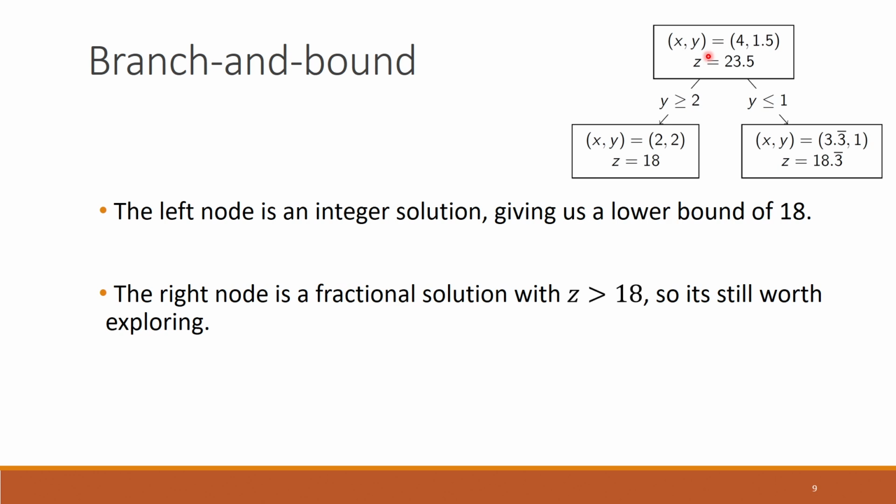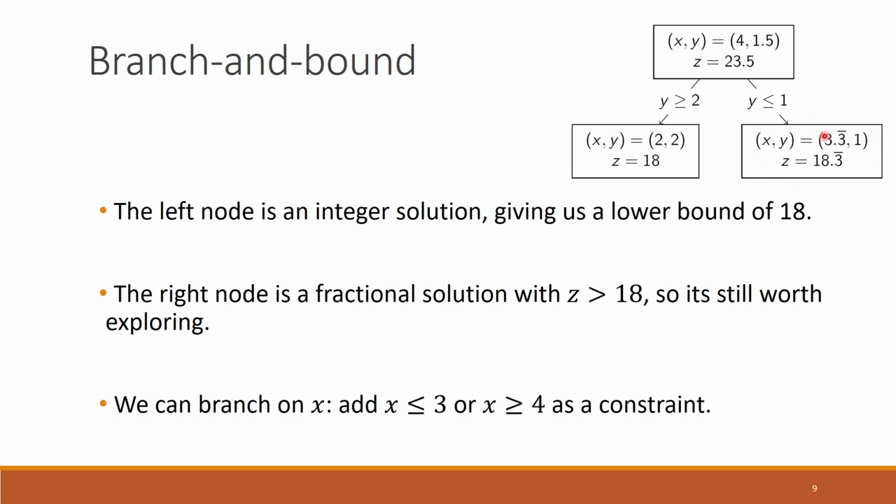Now if we focus on this right node, it is a fractional solution with z greater than 18. So this is still worth exploring. The solution written here was obtained by solving the linear program here, so it is possible that if you solve the integer program in this corresponding region, you can get something as close as 18.33, which is still better than the 18 value here. So this is still worth exploring. Let us focus on this node more.